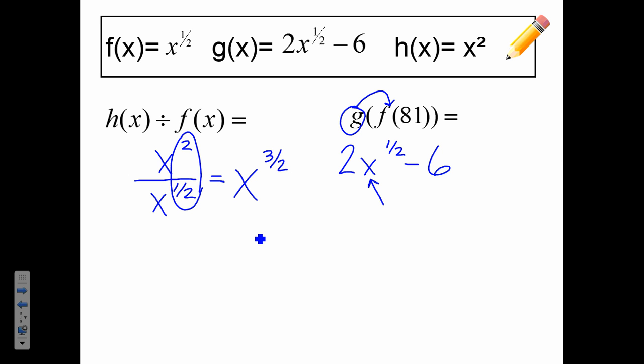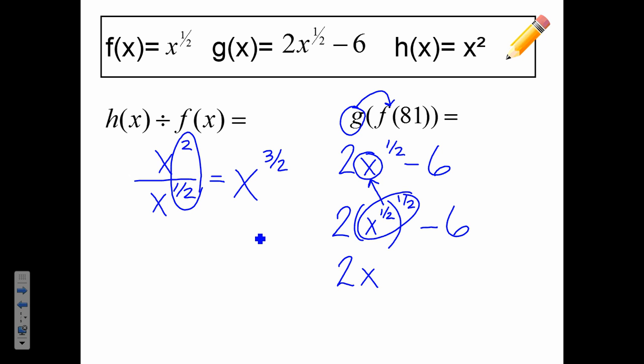So into the x to the 1/2, I'm going to plug an x to the 1/2. So inside this x, I'm going to replace him with the whole f function. So it turns into 2x to the 1/2 to the 1/2 power again, and then minus my 6. So if I were to simplify that, remember powers onto powers here, guys. This becomes 2x to the 1/4. I multiply 1/2 times 1/2 is 1/4.